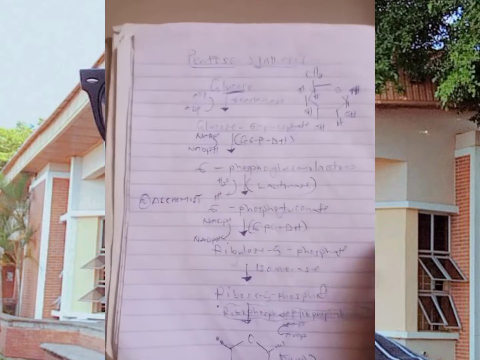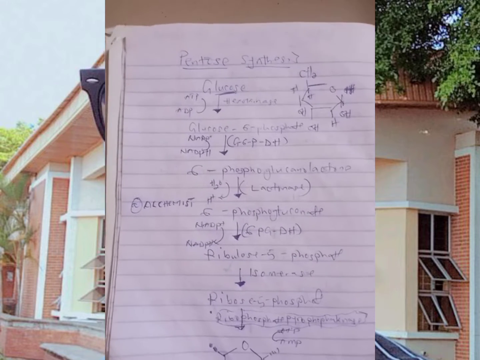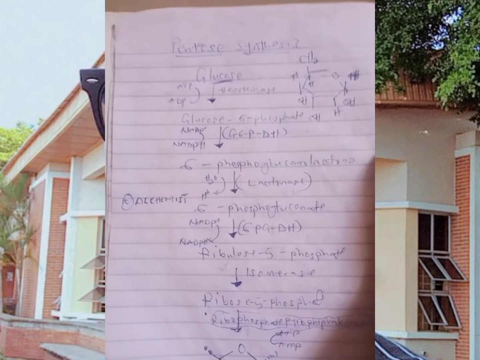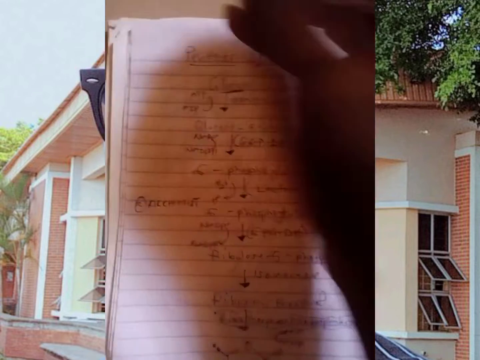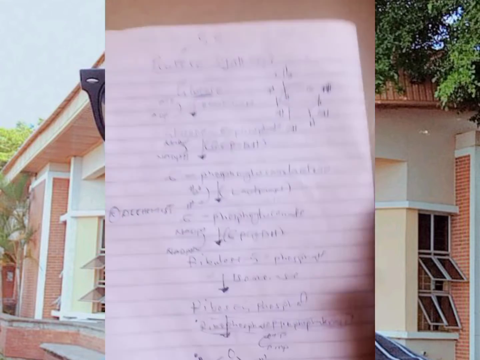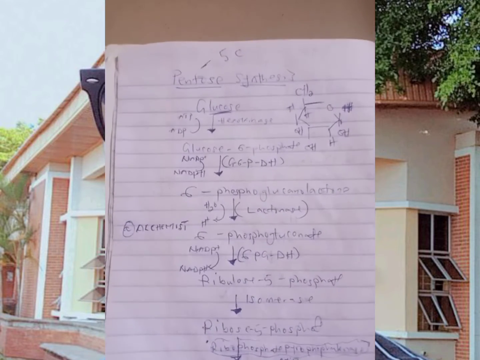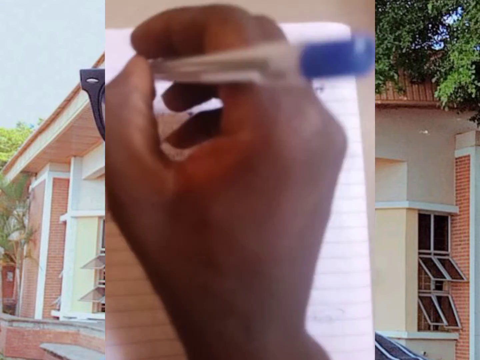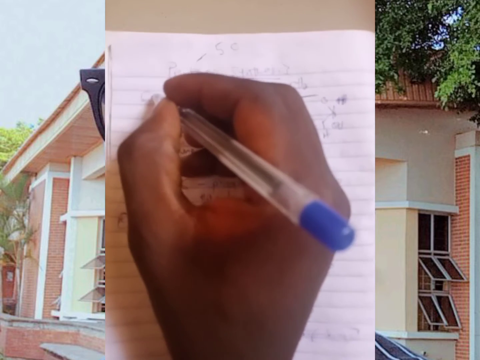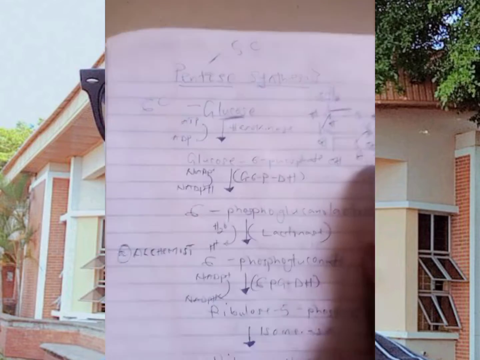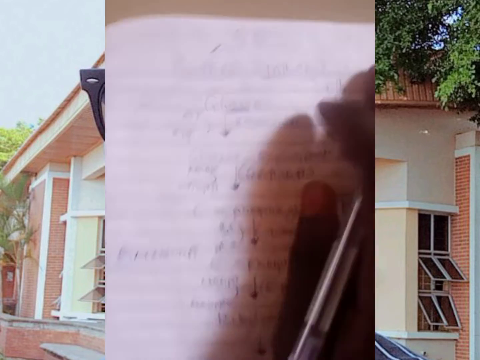Today we're going to be talking about the synthesis of pentose phosphate, how it is synthesized. We all know that our pentose sugar is a five carbon sugar. So we have to synthesize it, and it is synthesized from what? A 6 carbon sugar. We all know that glucose is a 6 carbon sugar. So let's go through its pathway here.